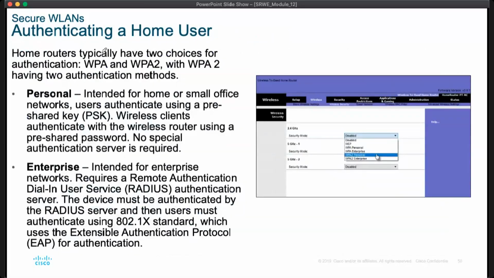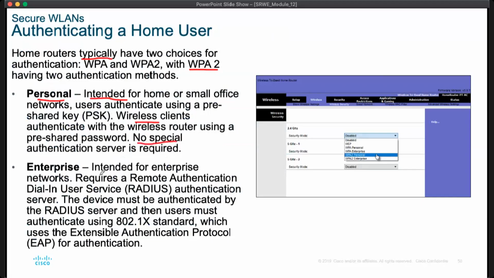Authentication for a home user. Home routers typically have two choices for authentication, WPA and WPA2. WPA2 has two authentication methods, personal and enterprise. Personal is intended for home or small office networks. Users authenticate using a pre-shared key, PSK. Wireless clients authenticate with the wireless router using a pre-shared password. No special authentication server is required.